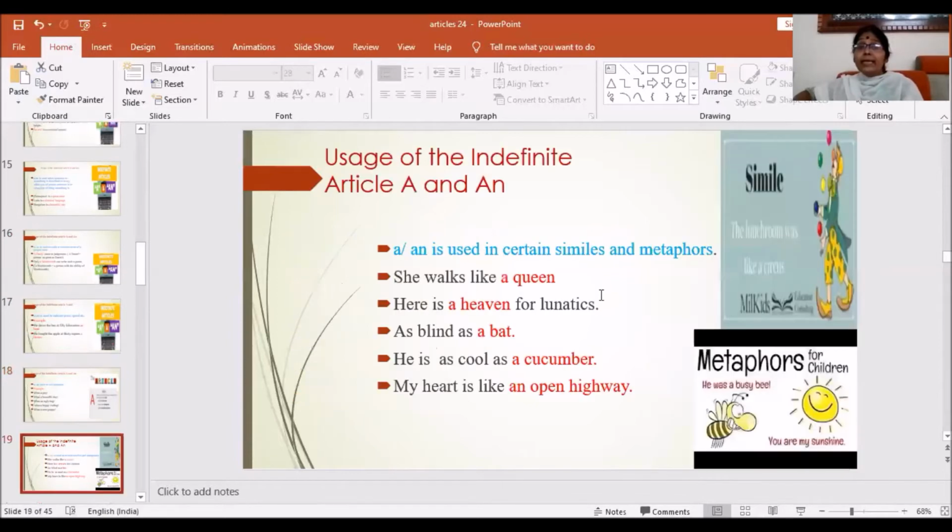Then a and an is used in certain similes and metaphors, right? For example, let us understand by looking at this example. She walks like a queen. Simple, right? He is a heaven for lunatics, as blind as a bat, right? This is a metaphor. He is as cool as a cucumber. My heart is like an open highway. So these examples tell us that a and an is used in certain similes and metaphors, right?